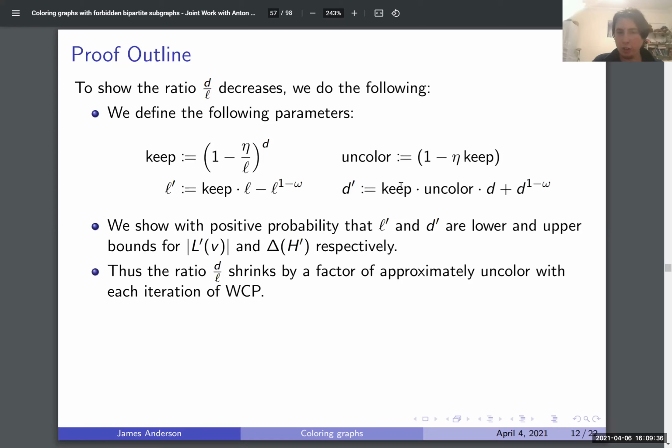And so the ratio D over L is going to shrink by a factor of approximately this uncolored parameter, because you can think, okay, we have D over L, but then after our iteration, we get D prime over L prime. And if we ignore these error terms over here, then we see that this keep and this keep cancel out, and we're just left with approximately a factor of uncolored times D over L. So we're shrinking by this factor of uncolored, which is less than 1. We have 1 minus eta times keep, and keep is something less than 1.